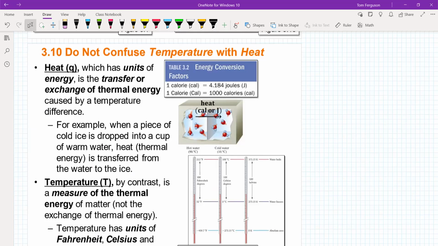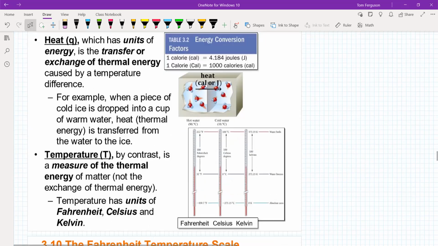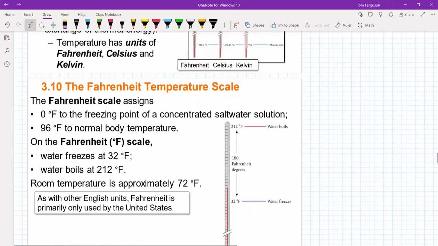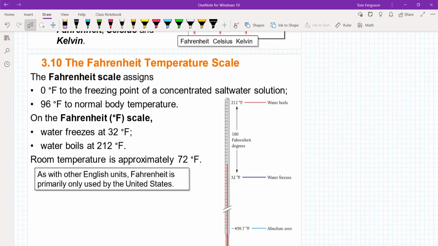Heat and temperature are not the same thing. Temperature is a measurement of heat, but it's not heat. It's just the metric we use to determine the amount of motion going on in the atom. As you all know, Fahrenheit, water freezes at 32 degrees, boils at 212. Celsius, 0 and 100.